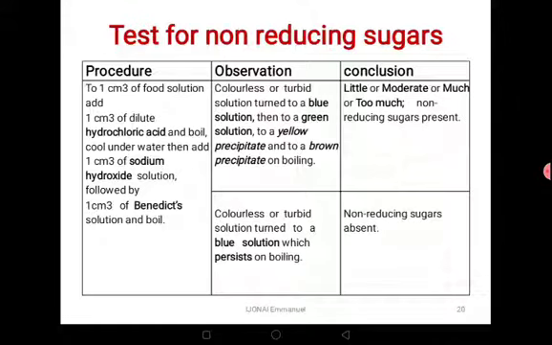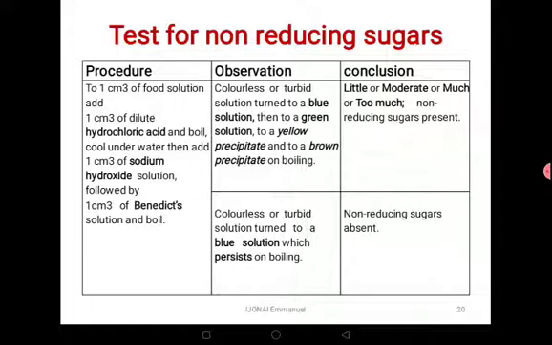Great. The second category of sugars we want to test are called non-reducing sugars. They are called what? They are called non-reducing sugars. Meaning these ones are not able to reduce copper 2 ion to copper 1 in the Benedict solution. So let's see what happens to them. So what do you do then?